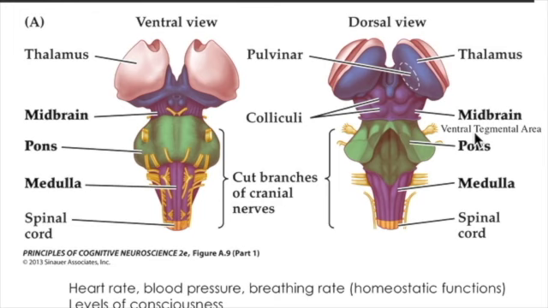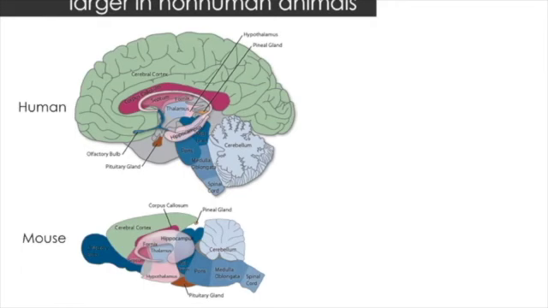Now, speaking about the brainstem, I've mentioned a little bit that it's not conserved between different animals, different species. And what's quite interesting is that the brainstem is proportionally larger in area and volume in non-human animals. So this is a human brain versus a mouse brain. It's obviously not to scale. The mouse brain is obviously much smaller than the human brain.